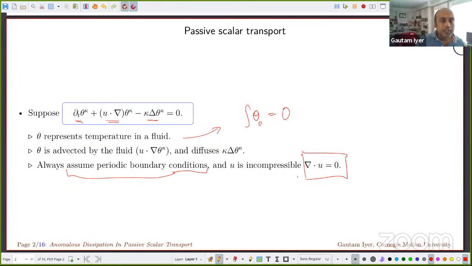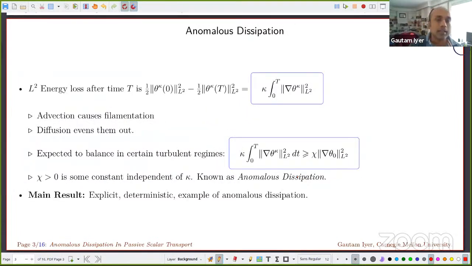So what's anomalous dissipation? If I just look at the passive scalar, let's measure the L2 energy loss after time T. Multiply by theta, integrate, it's a standard calculation. Half the initial L2 norm squared minus half the L2 norm at time capital T squared is exactly the integral from 0 to T of the norm of gradient theta squared times the diffusivity. So kappa times the integral from 0 to T of gradient theta squared in L2 measures my L2 energy loss.